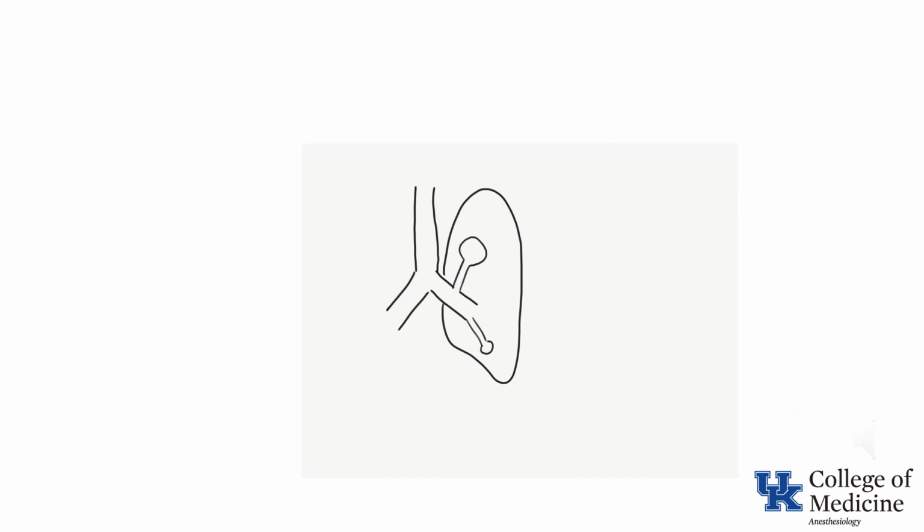This illustration demonstrates that dependent lung units tend to have a smaller volume than non-dependent ones. This occurs at least in part because of the weight of the lung tissue compressing the lung units in the dependent areas.